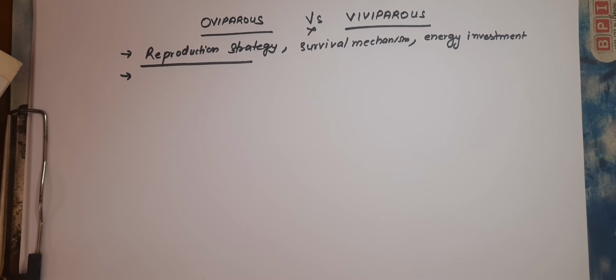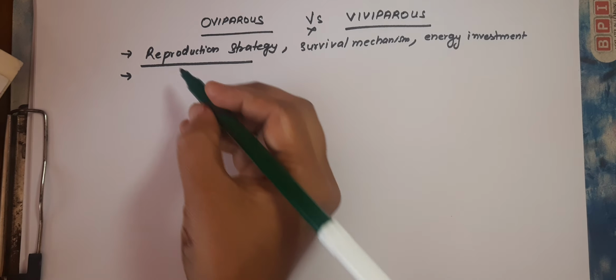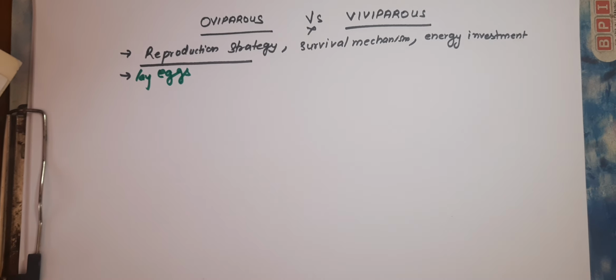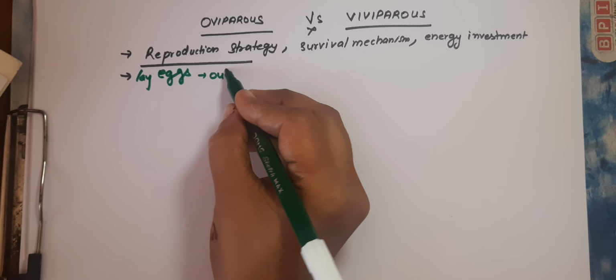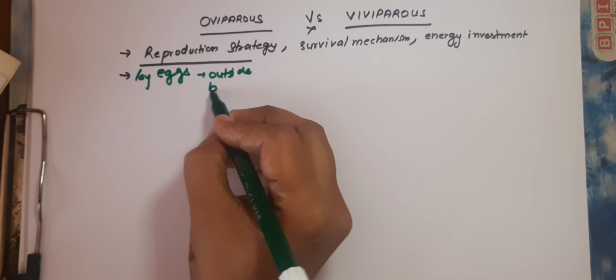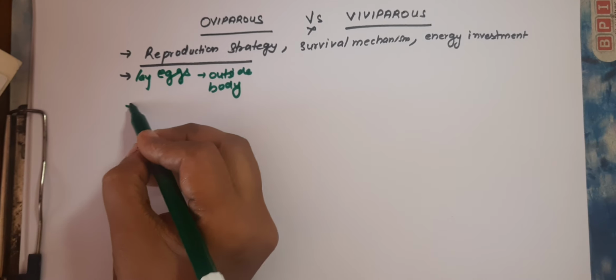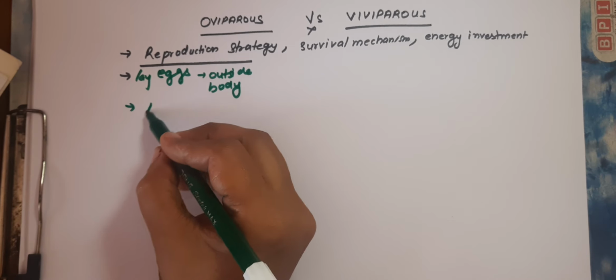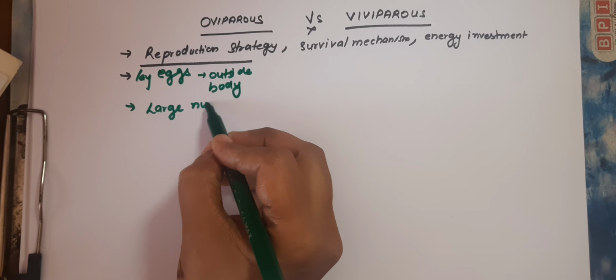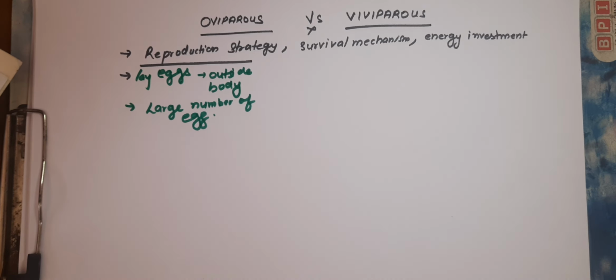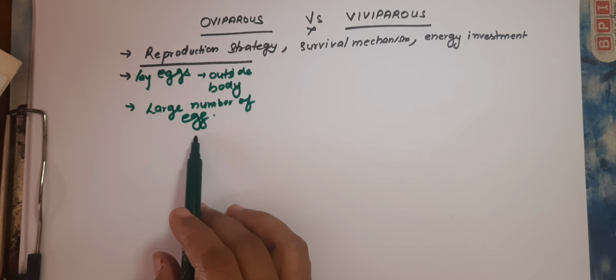Okay, so the oviparous mother, what will they do? They will lay eggs outside their body, so all the development, students, will occur externally. So they are typically producing a large number of eggs. Now students, since the development is external, there will be more risk of predation or environmental hazards or a lower survival rate.